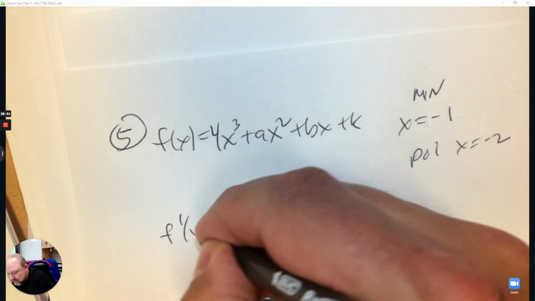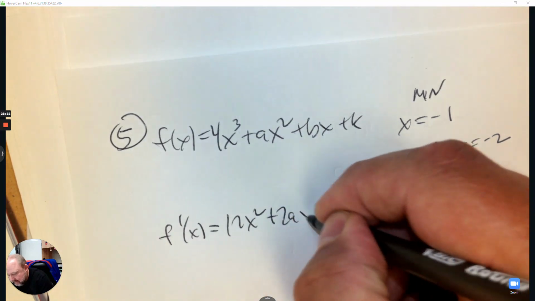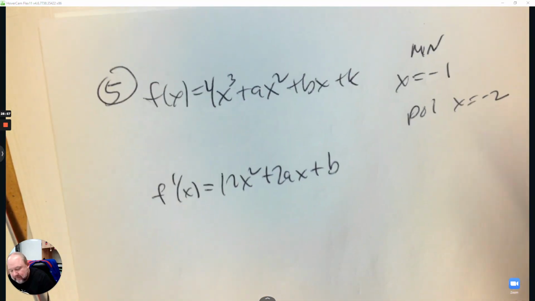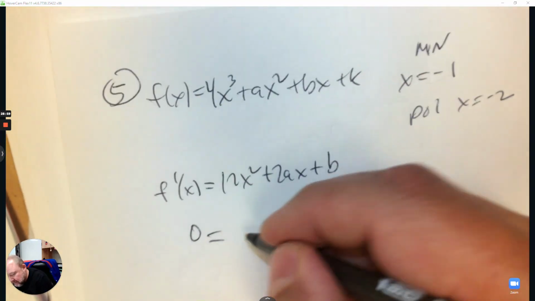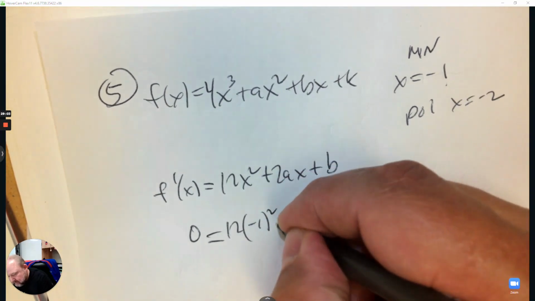So we're going to take the derivative. That's 12x squared. That's 2ax. That's just b. And then when you make it equal to 0, x is negative 1.